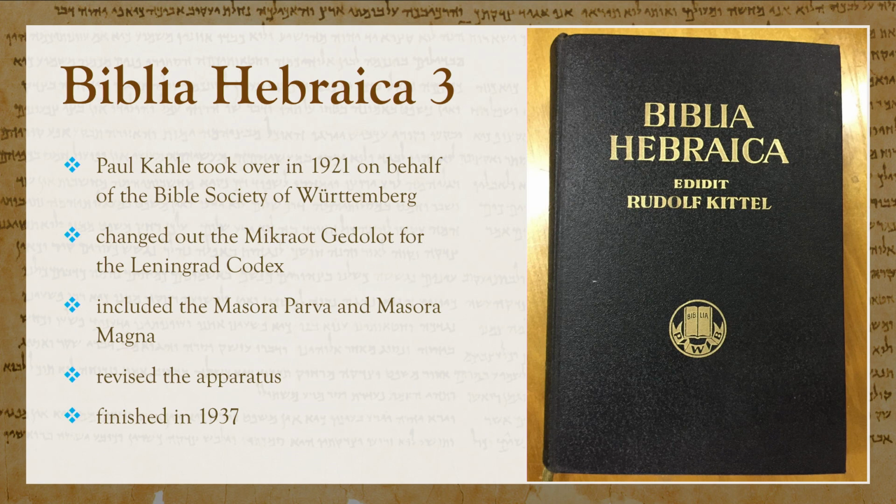And so he included the Masora Parva and the Masora Magna in his edition. So that wasn't there in the previous versions by Kittel, these little notations above and on the side and below the text that tell you important things about how many times different words happen, and they're sort of like an error checking device.